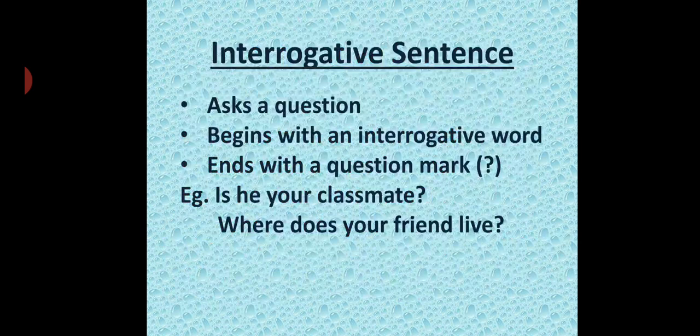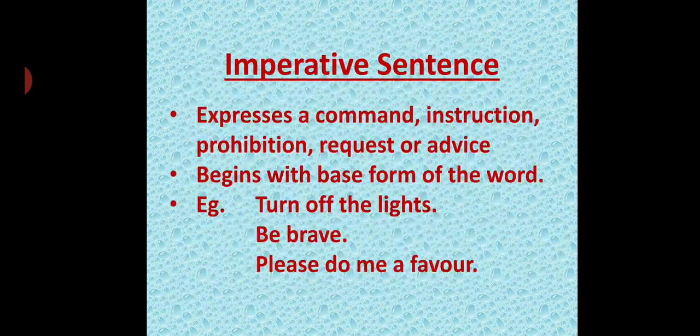The third type of sentence is the imperative sentence. Sentences that express a command, instruction, prohibition, request, or advice are called imperative sentences. Generally, in these, the subject is not explicitly mentioned, but it is easily understood from the sentence. It always begins with the base form of the verb. Means in this, the first form of the verb is used, not the other forms.